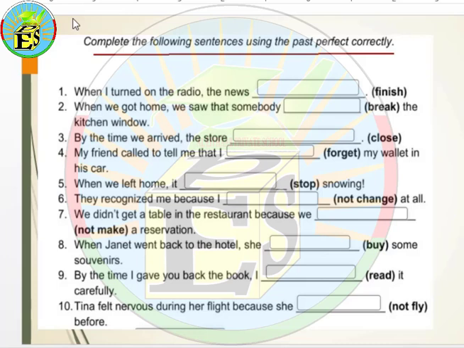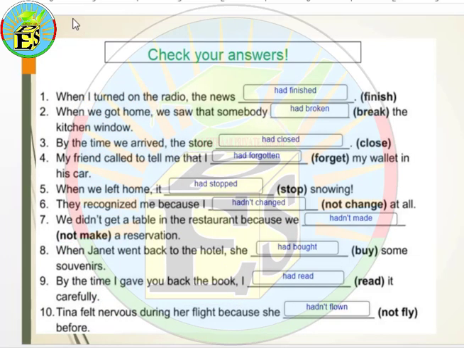Have you finished? Let's check your work. The first one had finished, second had broken, 3 had closed, 4 had forgotten, 5 had stopped, 6 hadn't changed, 7 hadn't made, 8 had bought, 9 had read, and 10 hadn't flown.